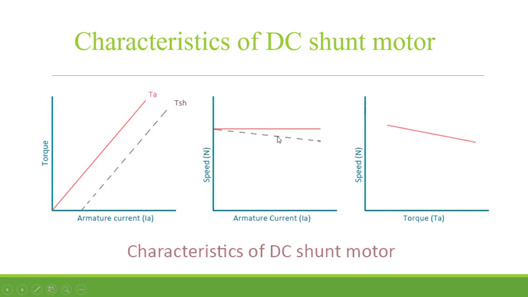But due to some losses, practically there is some drop in the speed. We can say a 10 to 15% drop. So practically the speed versus armature current graph is the dotted line as shown. Also if we draw the speed versus torque graph, then we will get a similar kind of characteristics.